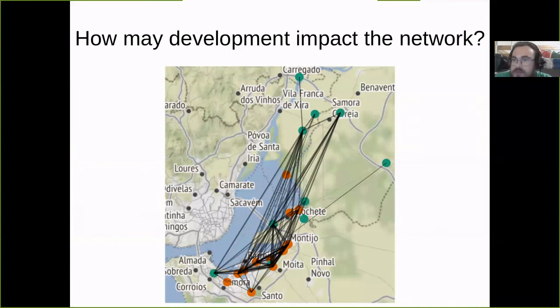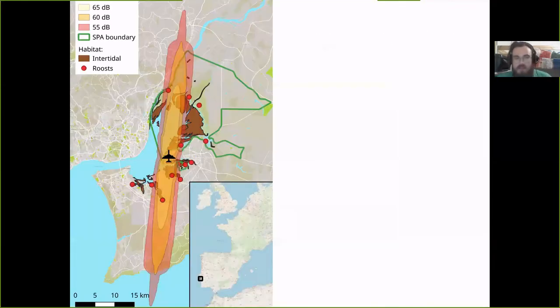And the site preferred by the Portuguese government, in their infinite wisdom, is right here on a peninsula in the middle of the estuary, and also right next to a SPA, which is a European protected area. So here's a figure that I've adapted from the environmental impact assessment. Again, the airport is here. And this simply shows the distribution of noise disturbance from planes taking off and landing over the estuary.